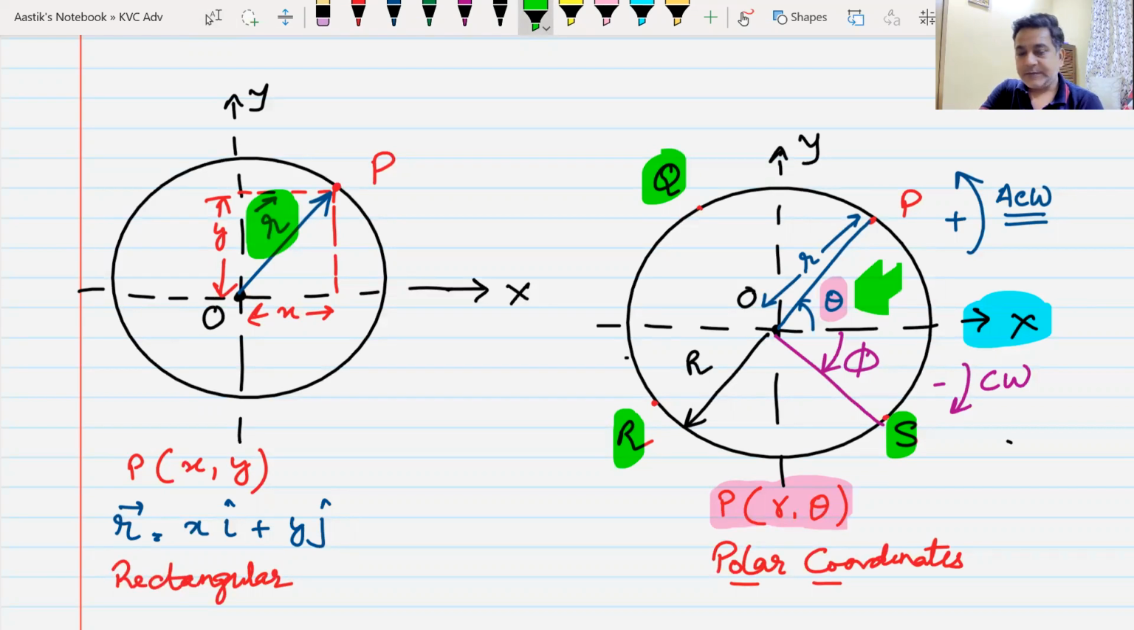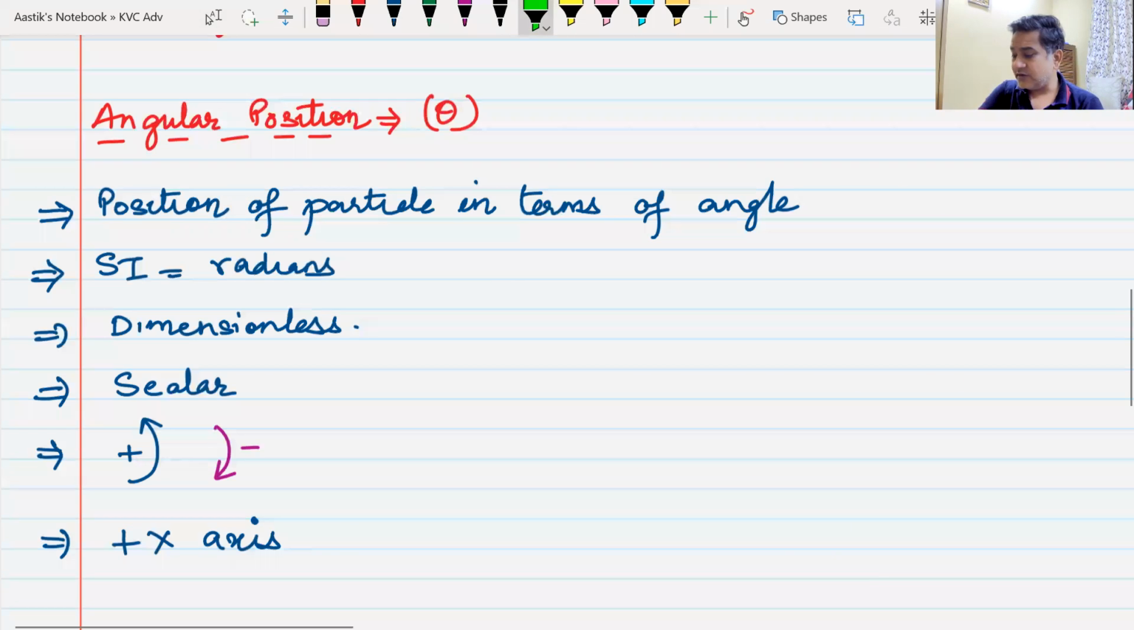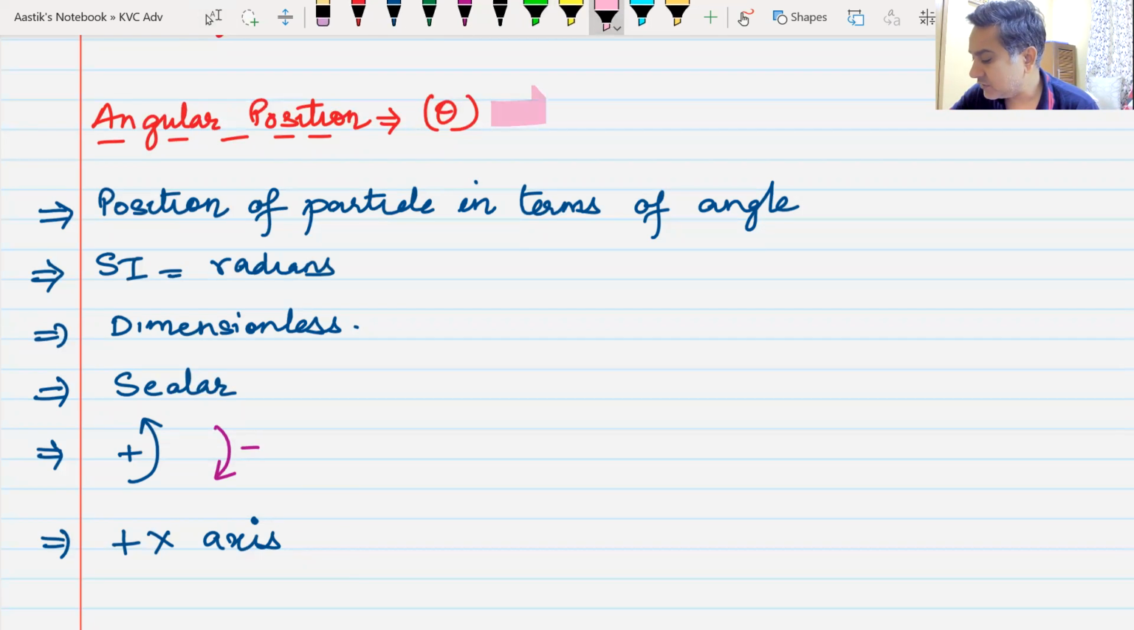Same thing, done in a different way. That means this angular position is similar to what we had done, position vector. The only thing is one is a vector, one is a scalar. Do we understand this? Yes, sir.